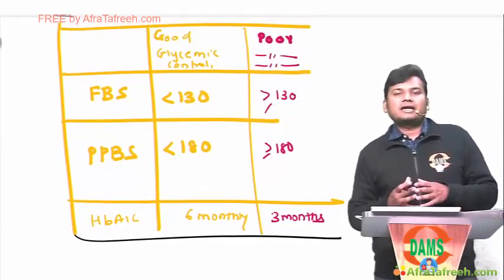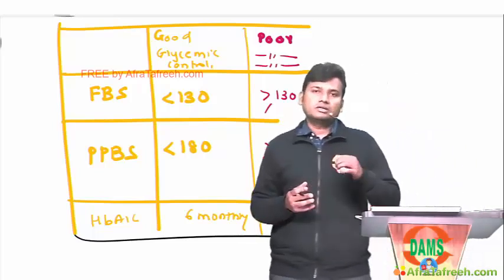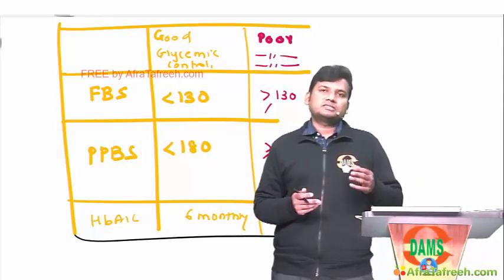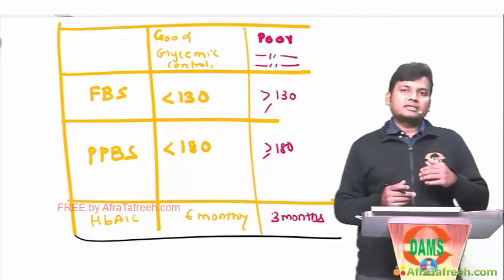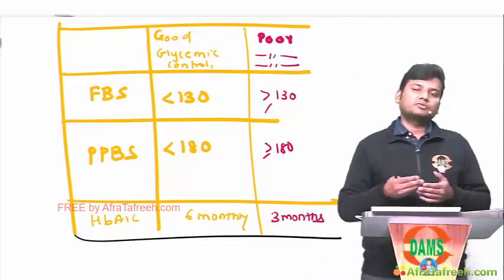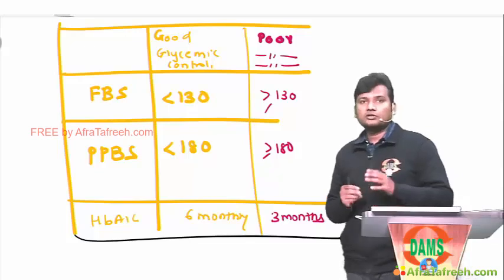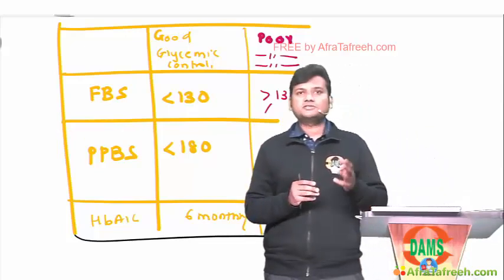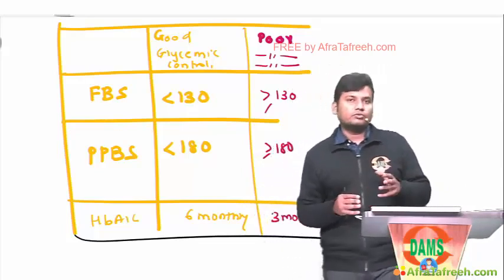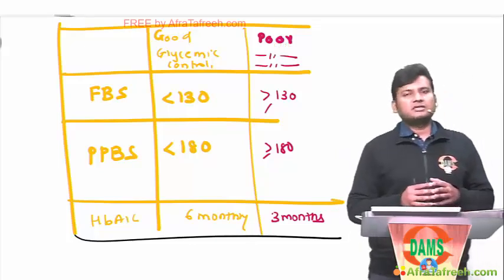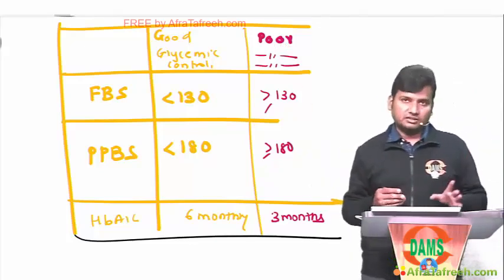There are no special guidelines for FBS and PPBS. Generally, we repeat FBS, PPBS according to the condition of our patient. Suppose your patient is planned for cataract surgery in 10 days. Then you will start the treatment of diabetes and after 7 days you will repeat FBS, PPBS. If it is not controlled, you will increase the dose. And if it is controlled, then you will continue the same treatment and you will give fitness for surgery of cataract. Okay, so there is no fixed days when to repeat FBS, PPBS. Generally we repeat in 10 to 15 days. If it is controlled, then you can repeat FBS, PPBS after 1 month.